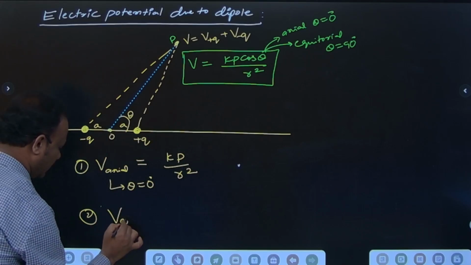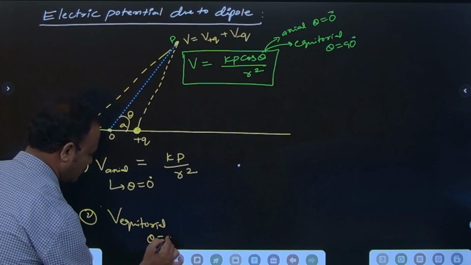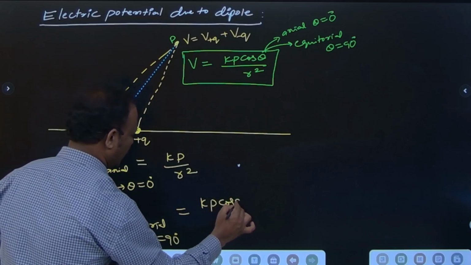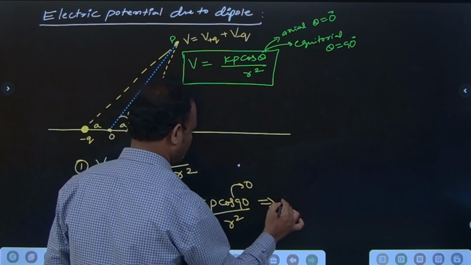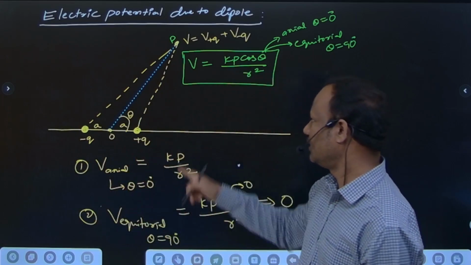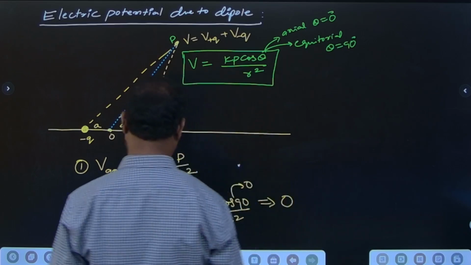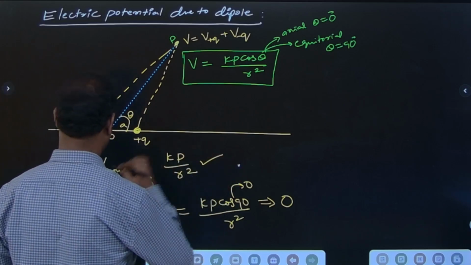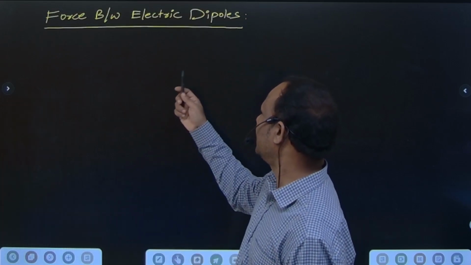For the next one, the equatorial line, theta is equal to 90 degrees. So this is equal to Kp cos 90, and cos 90 value is 0, that you remember, by r square. So it is 0. The electric potential at a point on the equatorial line is 0. At a point on the axial line, the answer is Kp by r square. So this is on axial, and this one is on the equatorial line.